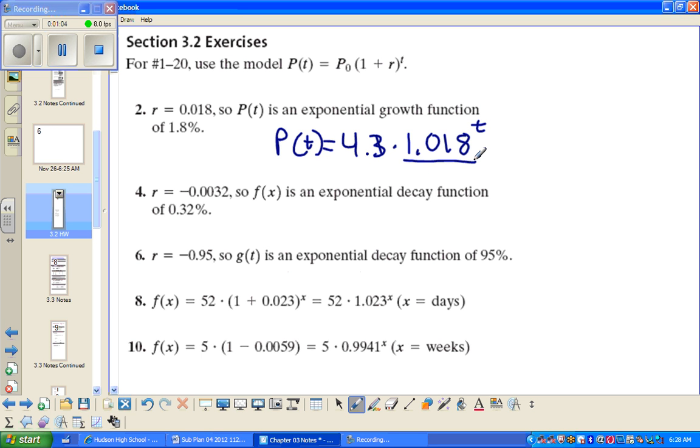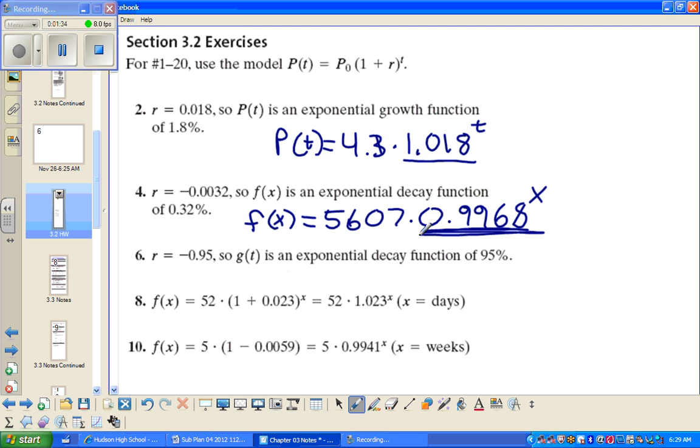Just a little review. Number 4 was exponential decay because that function said f of x equals 5607 times 0.9968 raised to the x. And again, that base there is less than 1, so that made it decay. It's just a little review of what we did last week.